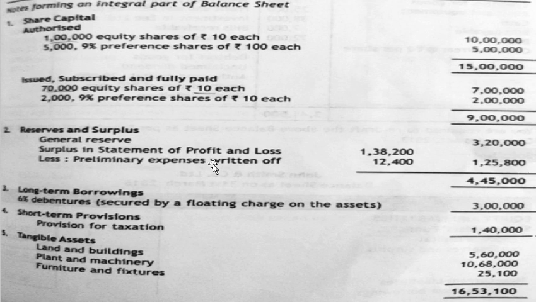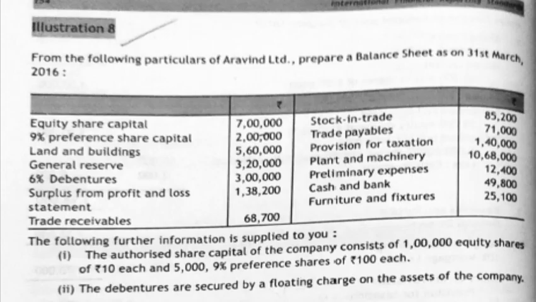Then the next item after share capital is reserves and surplus. Under reserves and surplus, the first item is general reserve. In the question, they have given us general reserve, which is 3 lakh 20,000. After general reserves, we need to check whether we have any surplus or profit, any proposed dividends which are to be paid, or any taxes on dividends charged. We need to check all that.